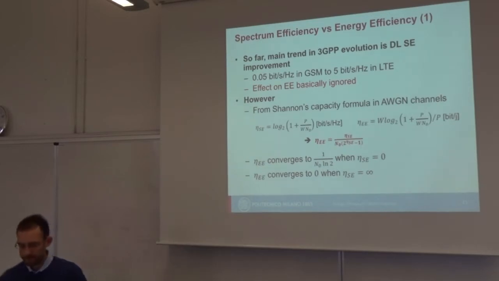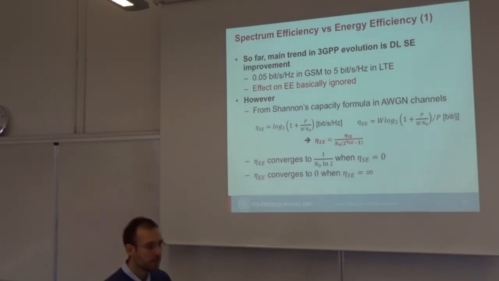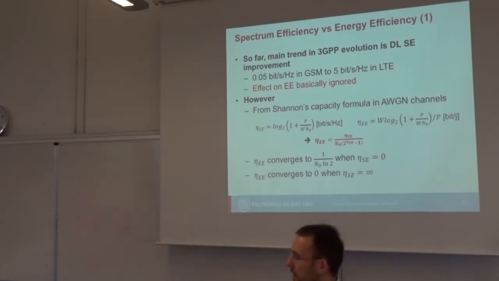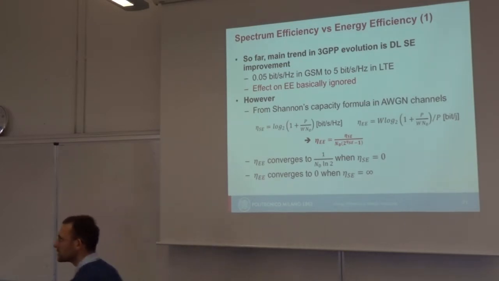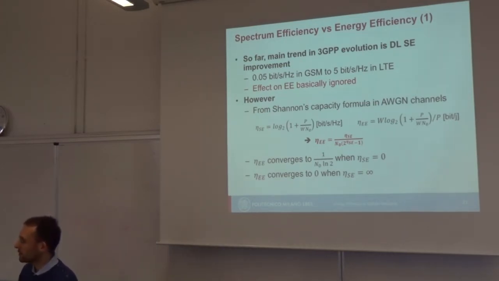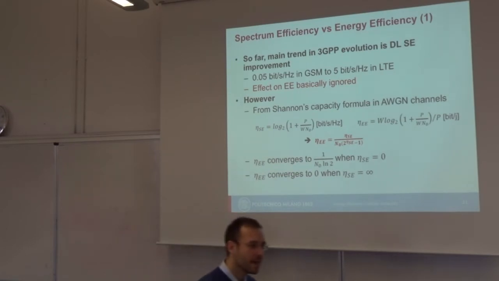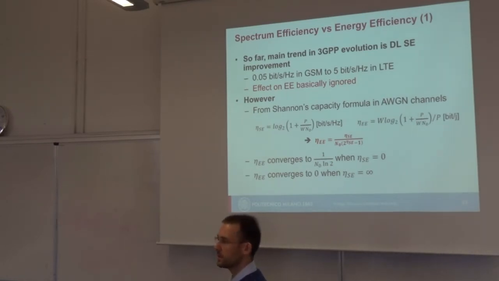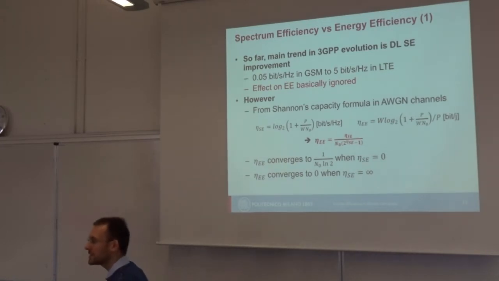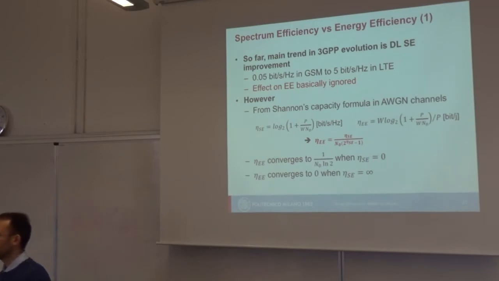The problem is that what they did in the past is to ignore the power consumption. So we wanted to increase the number of bits per second per hertz, and that's it. That's our goal. However, in the last years, they started to realize that if you do like this, you miss a very important trade-off, which is that if you increase the spectrum efficiency, you decrease the energy efficiency of your system. So, okay, let's squeeze as much as possible out of the spectrum, but we have to take care of it.